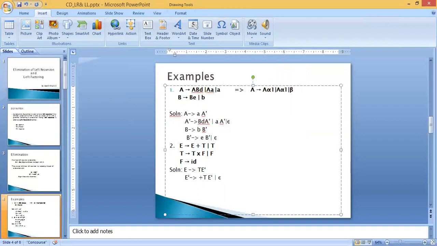Now what should you write for T? T also will be the same. I'll just say it orally. T gives F T dash, T dash gives star F T dash or epsilon. What about the last rule over here? F gives ID. Since it does not have any left recursion, it is to be written as it is. So totally, when you resolve this particular rule, you get how many rules? 2 for E, 2 for T, and F has to be written as it is. So 2 plus 2 plus 1, which is 5. So the result will have 5 rules.